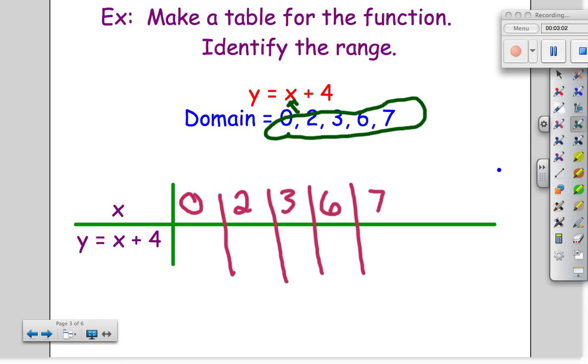So if I substitute in 0, let's see, 0 plus 4 gives me 4. 2 plus 4 is 6. 3 plus 4 is 7. 6 plus 4 gives me 10. And 7 plus 4 gives me 11. So my range on this particular problem is just all of these values: 4, 6, 7, 10, and 11.